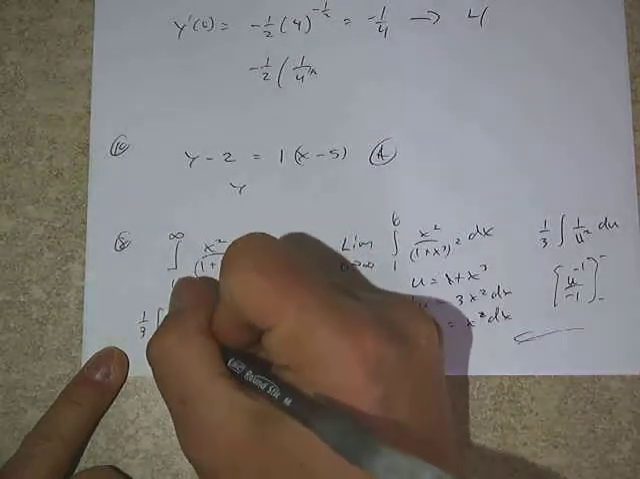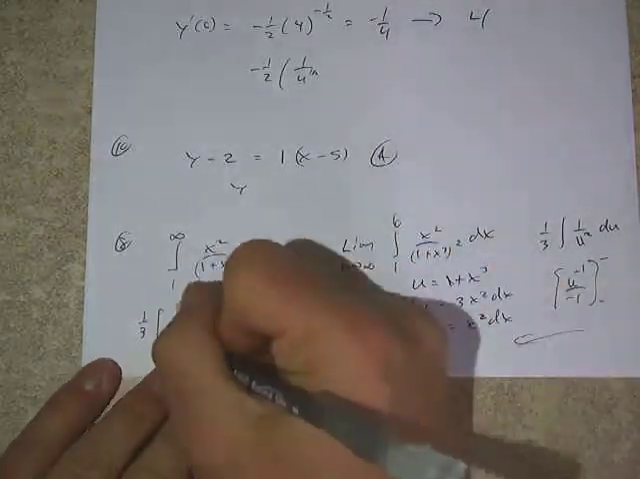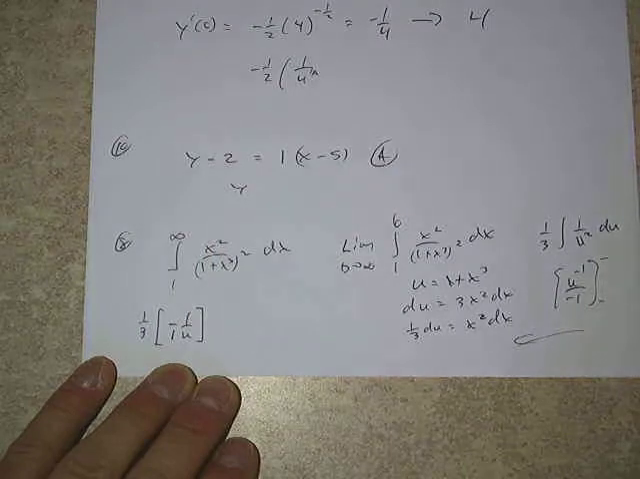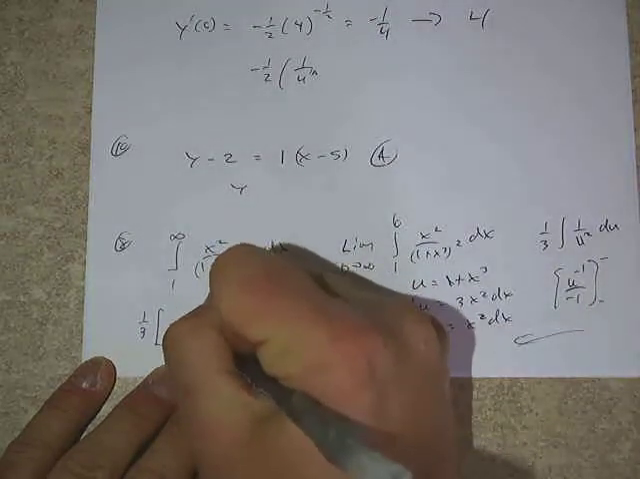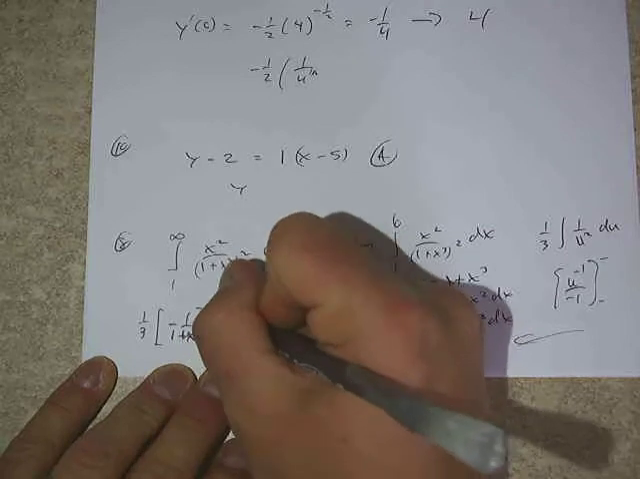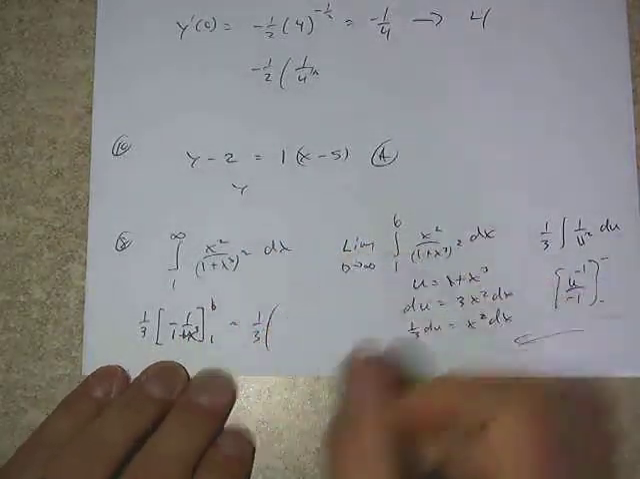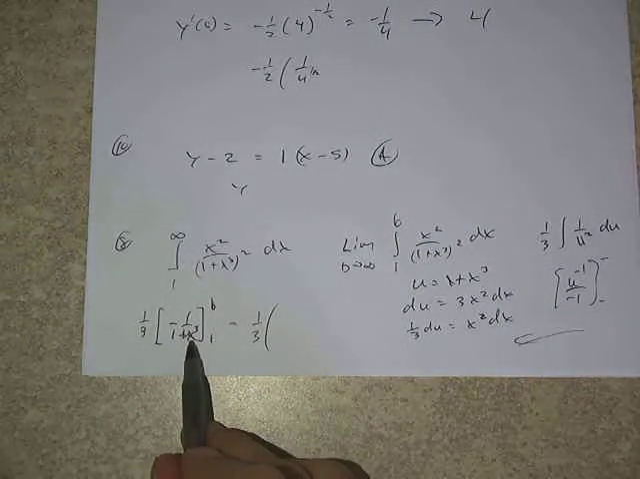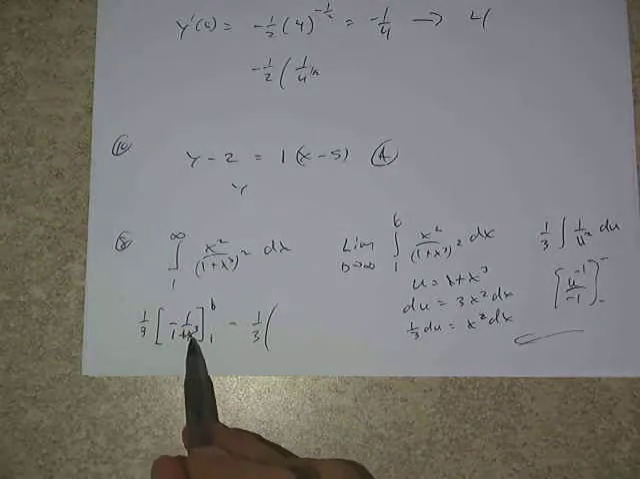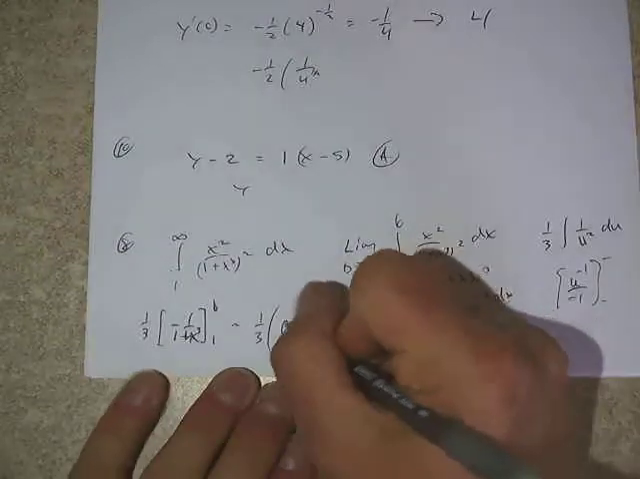If we do the antiderivative of u to the negative 2, it'd be u to the negative 1 over negative 1. And we're going from blank to blank. I'm going to take it over here and finish it. Ultimately, we'd have 1/3 times negative 1 over u in the brackets. And I'm going to replace the u now. So what is it, 1 plus x cubed? Put that there. We're going from b to 1.